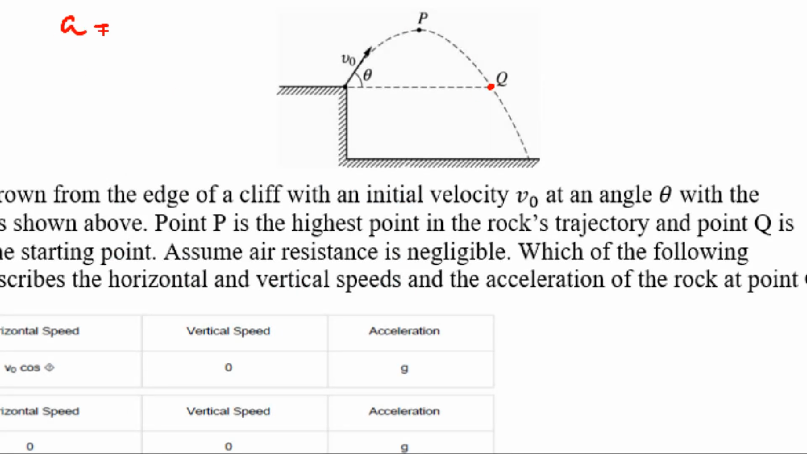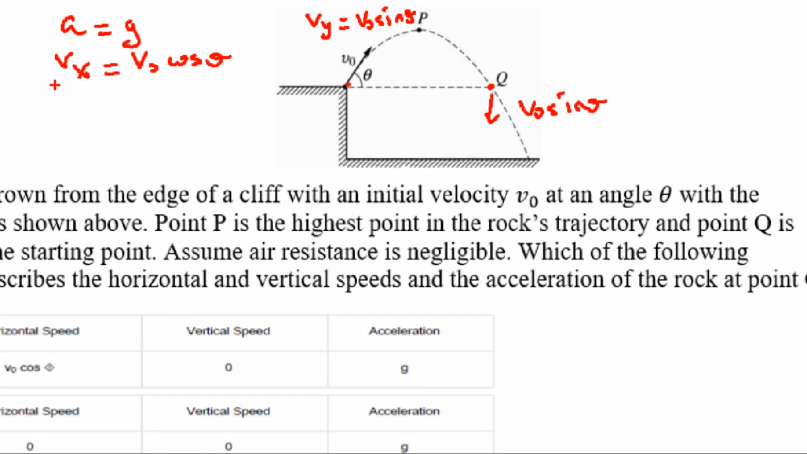We know that Vx is constant, which is v0 cosine theta, but notice that the starting point and the point Q happen to lie at the same height, which means that Vy here is given by v0 sine theta in magnitude. So the point Q will also have a vertical velocity of magnitude v0 sine theta, but the direction would be downward. Then in this case, Vy would be minus v0 sine theta at the point Q.